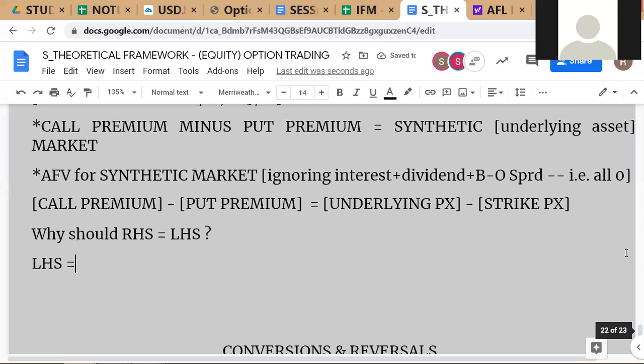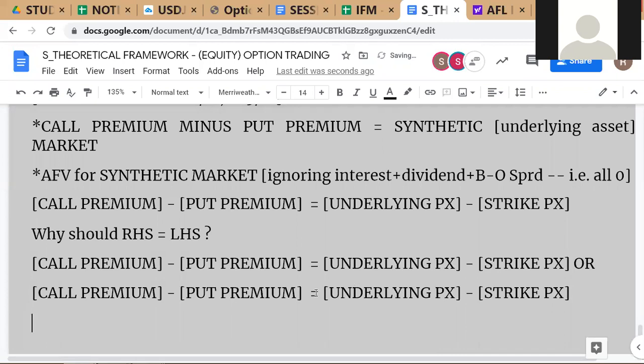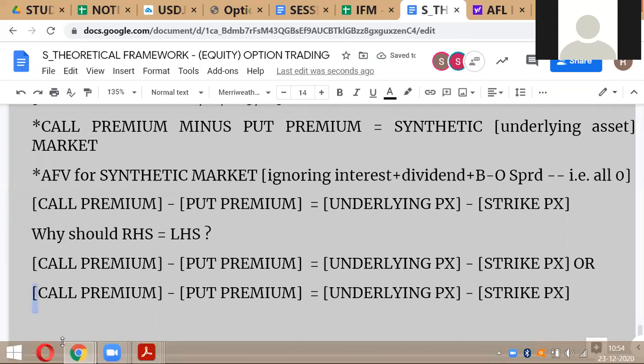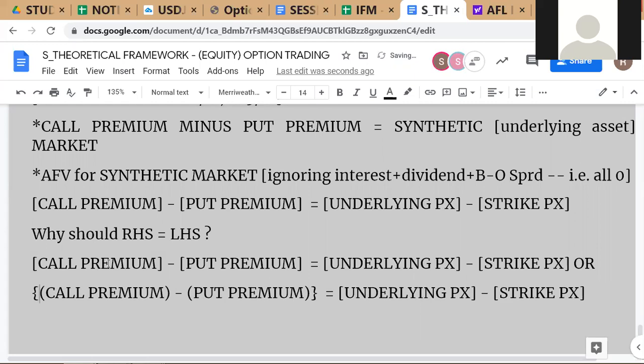let's rewrite this, okay? Let's rewrite this and say, we repeat this whole thing, we have to change the brackets a little bit to be consistent. Let's just make it first bracket: call premium minus put premium. Okay, and let's put this within a second bracket.